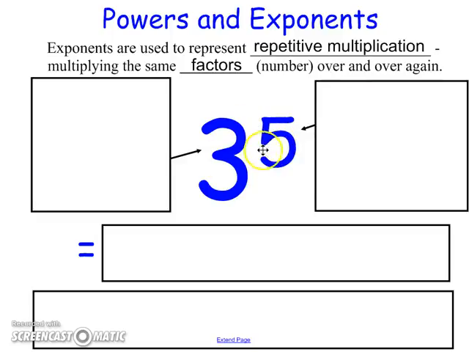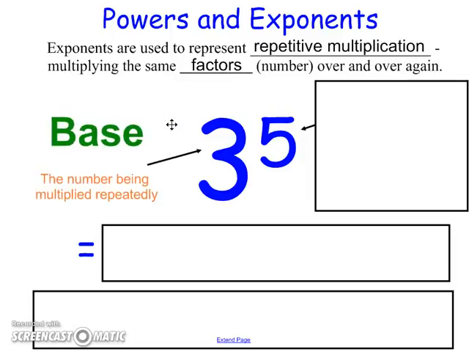Now, here I have 3 to the 5th power, and the first thing we need to review briefly are the parts of our exponential notation. When I say exponential notation, we are talking about a number written as a power. The first part is the base, and the base in this case is our 3, and that is the number that is being multiplied over and over again.